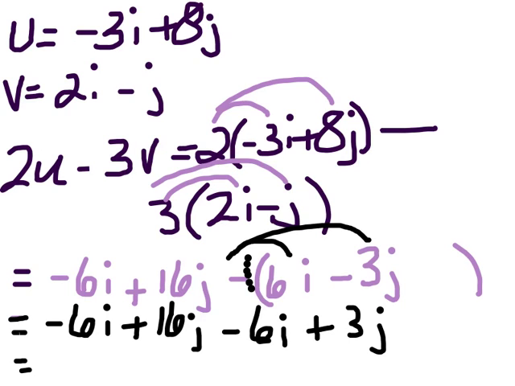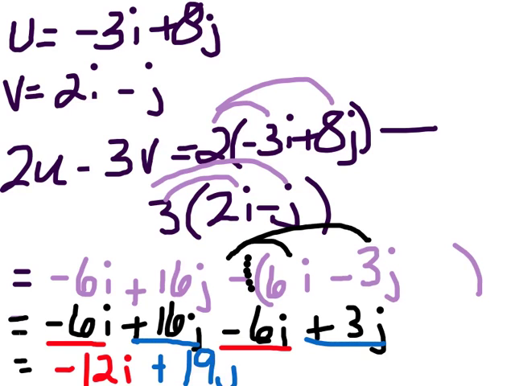So if I want to clean this up and get my final answer, for the i parts, we're just combining like terms here. -6i and -6i is -12i. And let's see, let's do a different color. 16j plus 3j is plus 19j. That's my answer when I have something like that.